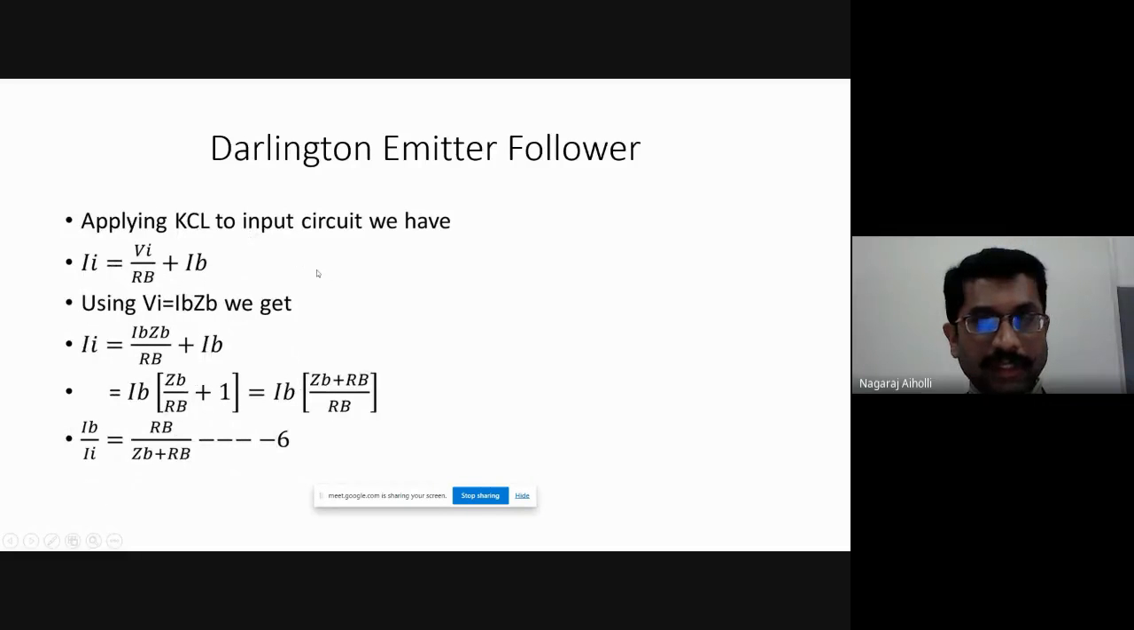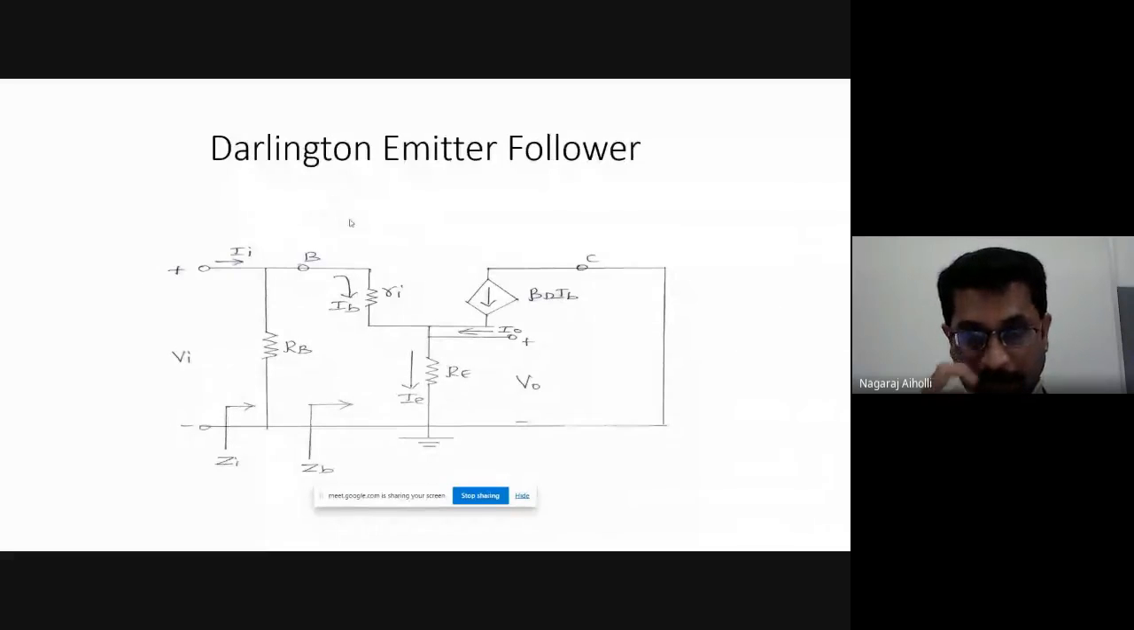Let us apply KCL to the input circuit. If we apply KCL to the input circuit here, any doubts? II, that is input current, will be VI by RB, input voltage upon this resistance, plus IB. How am I getting this equation? II, look here, this is the main current. This is getting split into the current flowing through RB and the current IB.